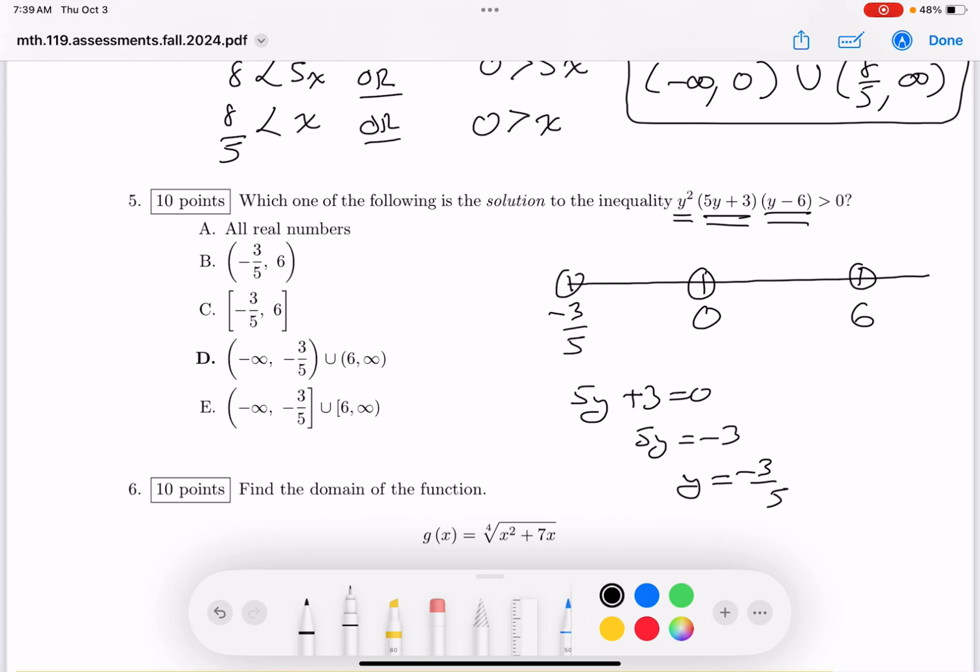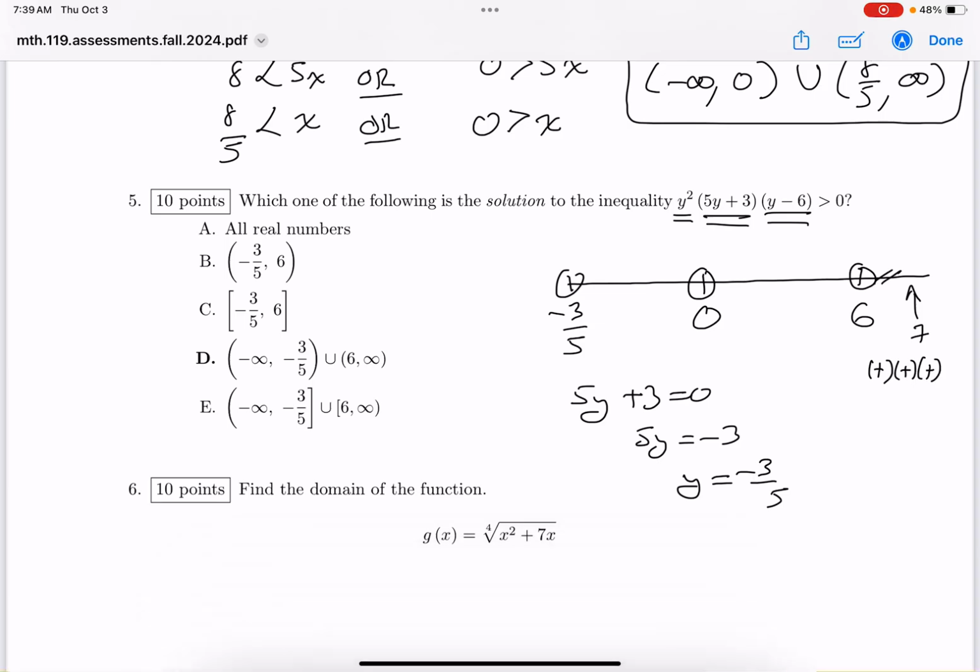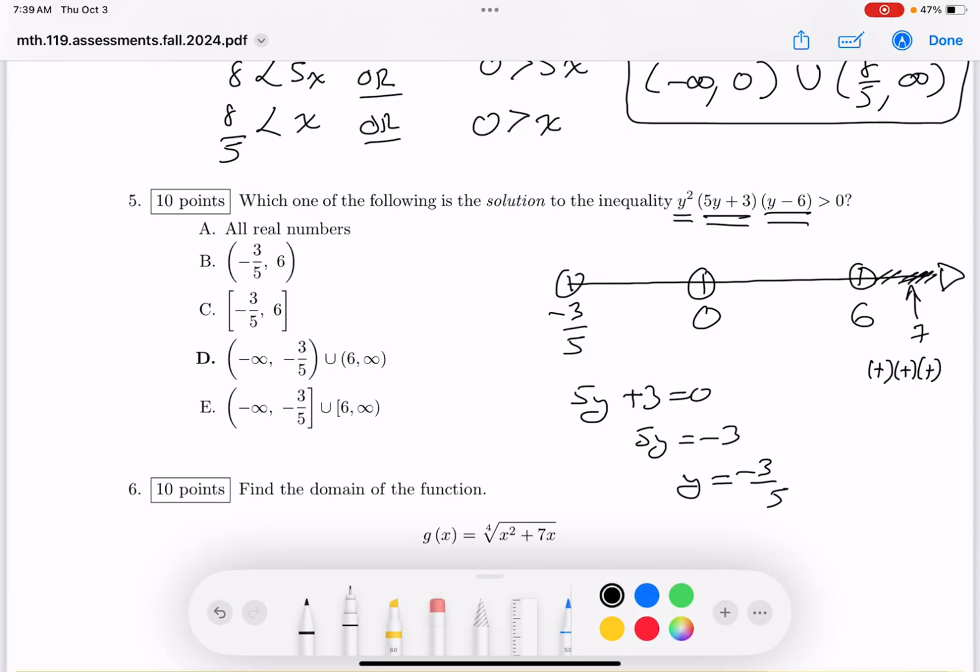So what I'm going to do now is take test points over here. The first test point I probably would take would be, I don't know, maybe 7. Let me just go through that with you. Positive, positive, and positive. That's definitely greater than 0, so I'm going to shade that in. The next point I would pick is the number 1. Positive, positive. And 1 minus 6 is a negative number, so that's negative. I'm not going to shade that in.